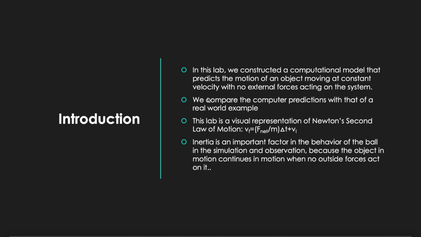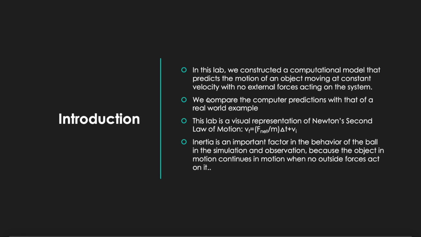This lab is important because it gives us a visual representation of Newton's second law of motion, which is the final velocity is equal to the net forces over mass times the change in time plus the initial velocity. But because there is no external force acting on the object in the computational model at least, the lab is also a good example of Newton's first law of motion. The ball should theoretically maintain a constant velocity throughout the simulation and observation.